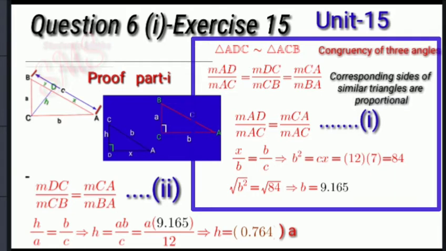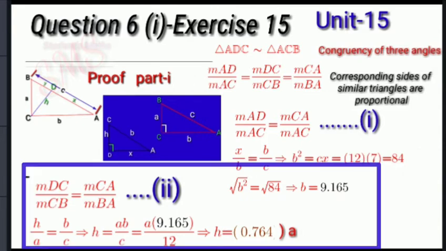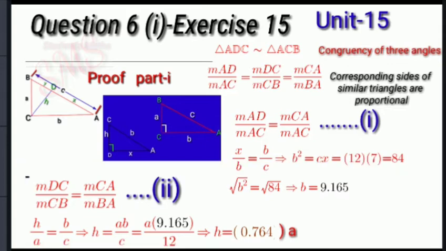By using proof part 1, the value of B can be found instead of the value of X by using the proportionality of corresponding sides of similar triangles. Similarly, the value of H can also be found by the proportionality of corresponding sides of the similar triangles.